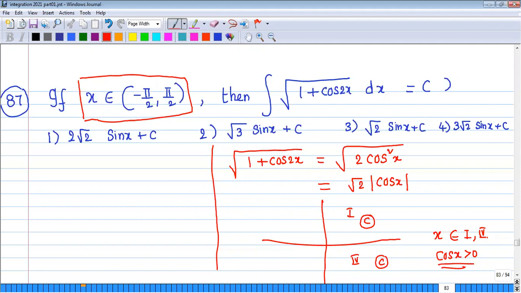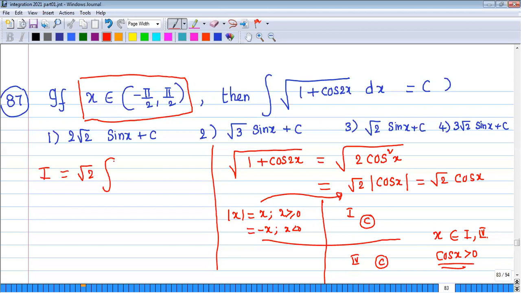So you know the definition of mod x. Mod x is equal to x when x is greater than or equal to 0, and equal to negative x when x is less than 0. As per this mod definition, we can apply it to mod cos x also. Since cos x is greater than 0, this can be written as plus cos x, root 2 cos x. Now this integral I becomes root 2 common, integral of cos x dx. Integral of cos x dx is sin x, so root 2 sin x plus c. This is the answer.